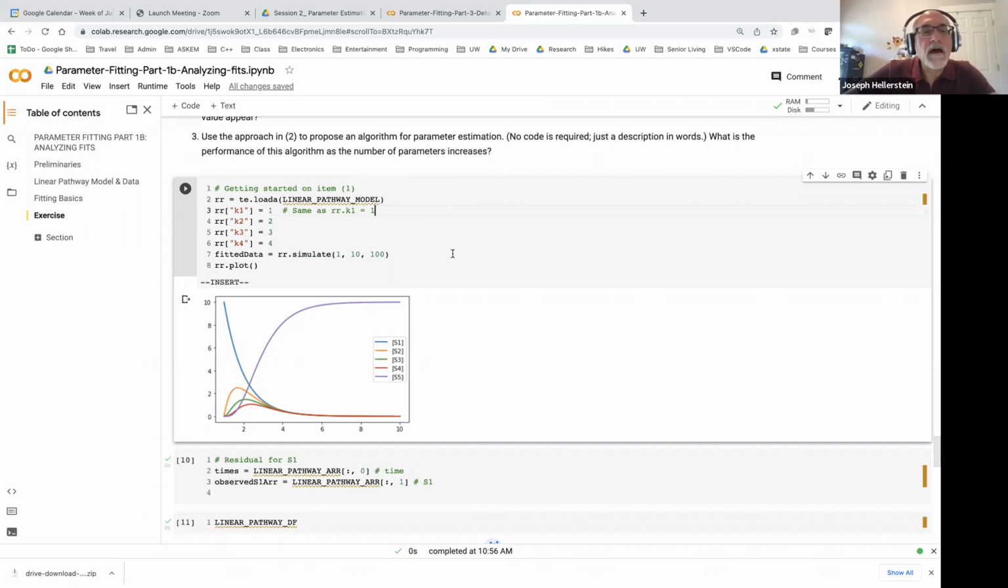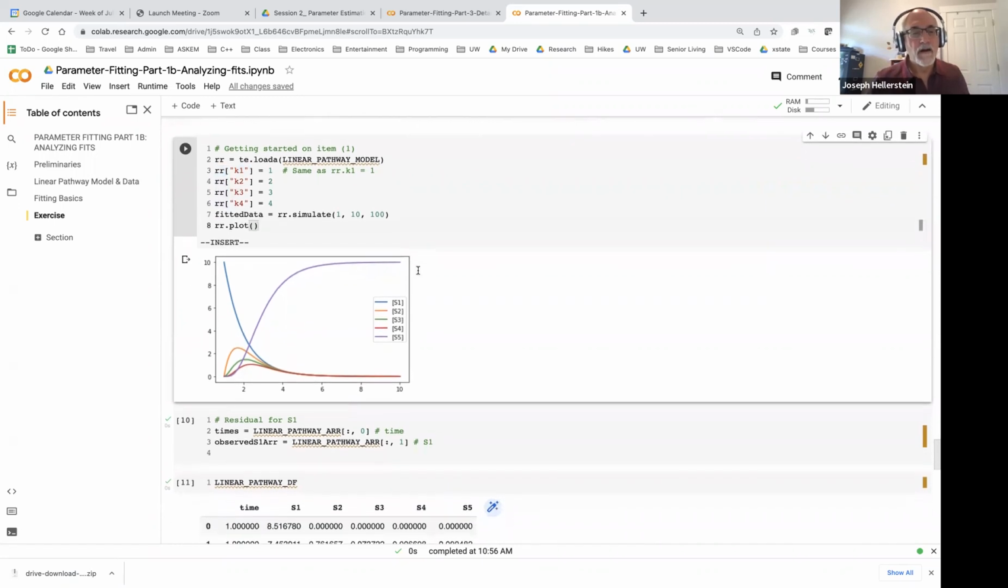Thanks, Lucian. Again, I don't know how much Python familiarity you have, but this behavior right here, where it's rr with square brackets, is how a Python dictionary works. You use these square brackets around something, in this case a string, and the Roadrunner instance will allow you to do that kind of assignment. So that's a very useful thing to have.